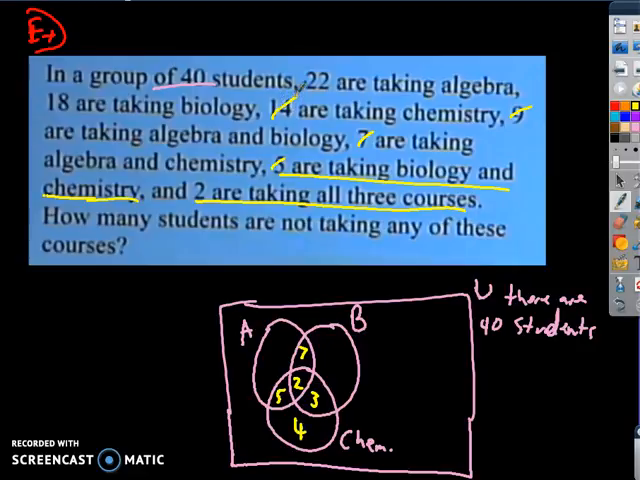And then 18 are taking biology. So here's biology. I got 7 and 3 is 10. That's 12. So I got 12 students already accounted for. Leave you with just 6 more students left. And the last group, okay, so this is used.